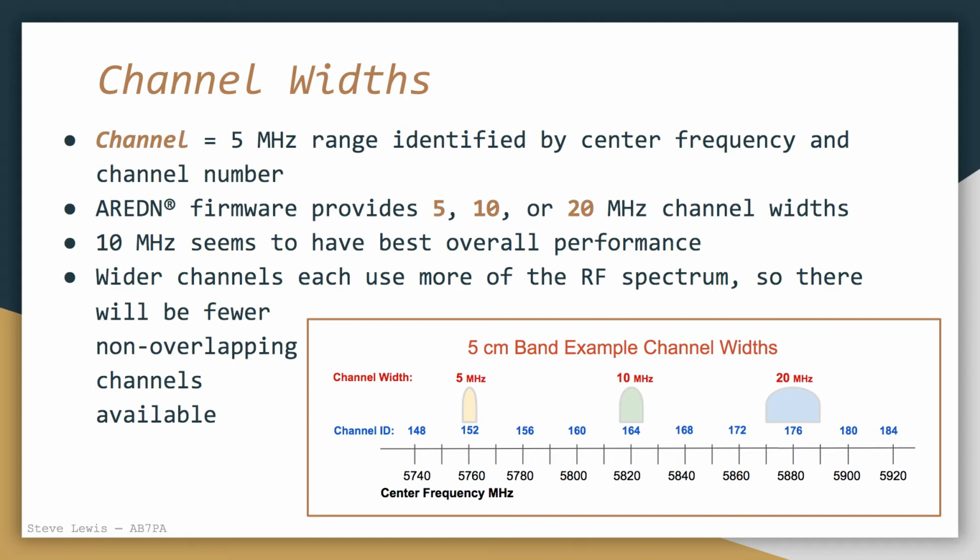Devices using channels or channel widths that overlap will interfere with one another, and they can't communicate to coordinate the sharing of bandwidth. We'll talk more about this topic in a moment. You may need to use 10 MHz rather than 20 MHz channels in order to ensure that you have enough available channels for the links that you plan to implement.